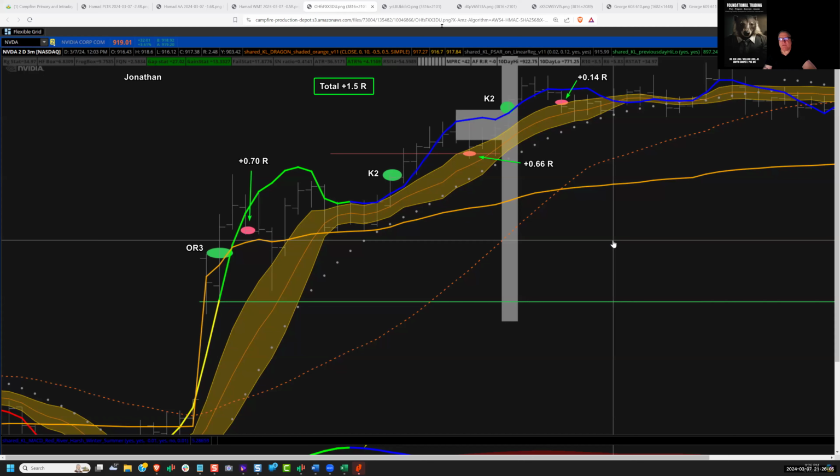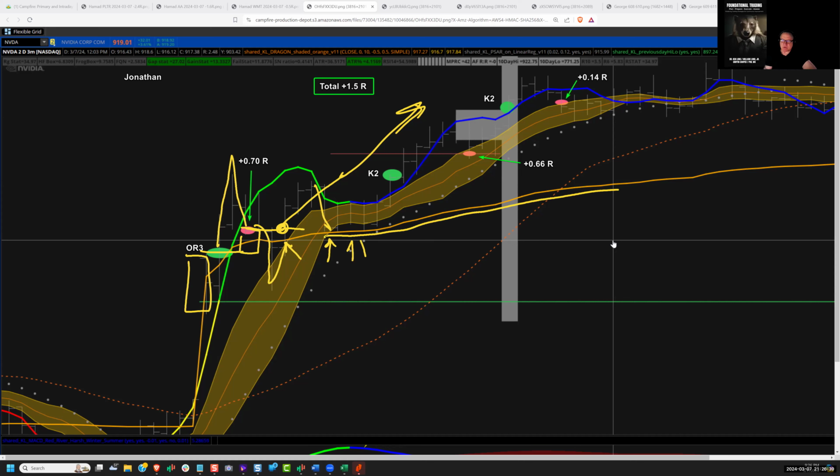This is Jonathan. OR3 takes it long, gets a nice big run up. I like preserving the gain. It sells all the way off down here. When that crosses back above the VWAP and above your exit, I'd be really tempted right here. Patience. It holds at the VWAP. Look how nice and strong that VWAP is all day. So we could get here or here. This is still pretty good.